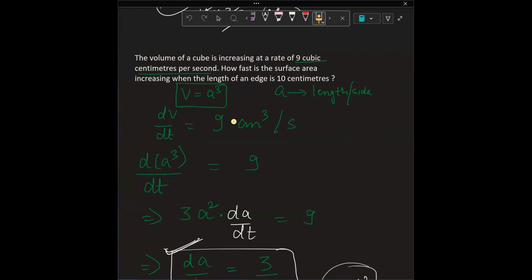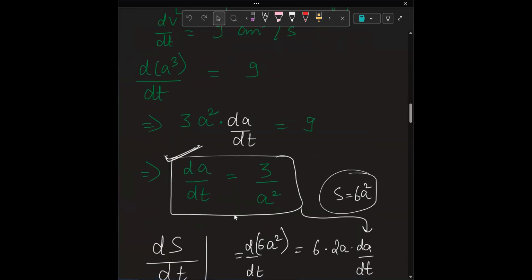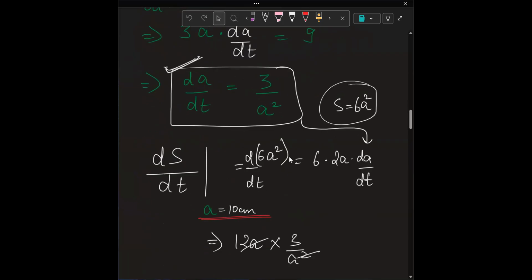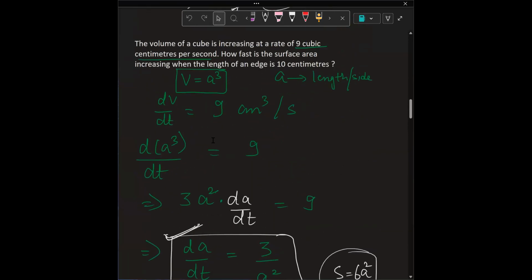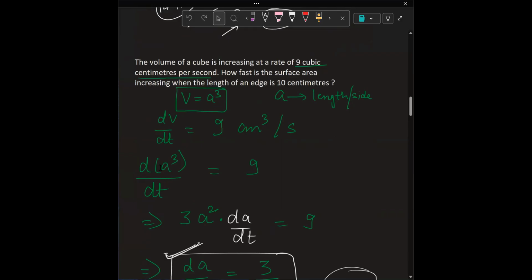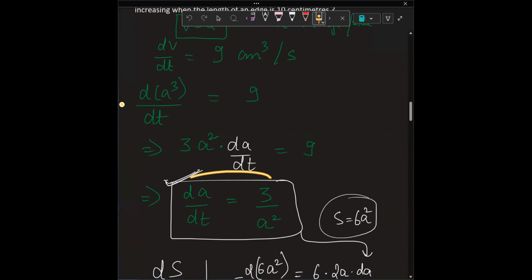Now here, what do I have to find? Here we have to find how fast the surface area is increasing. We know the formula for surface area: surface area is 6a². From the volume formula, dV/dt is given, and we know that the volume of a cube is a³. The given statement is 9, and from here I got dV/dt as 3a².